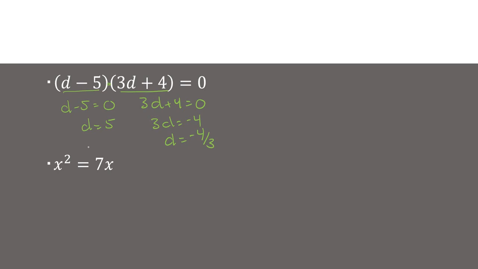Let's look at this last one. You notice here that the equation is not in factored form. So the first thing I have to do is always set the equation equal to 0. So I'm going to subtract the 7x.